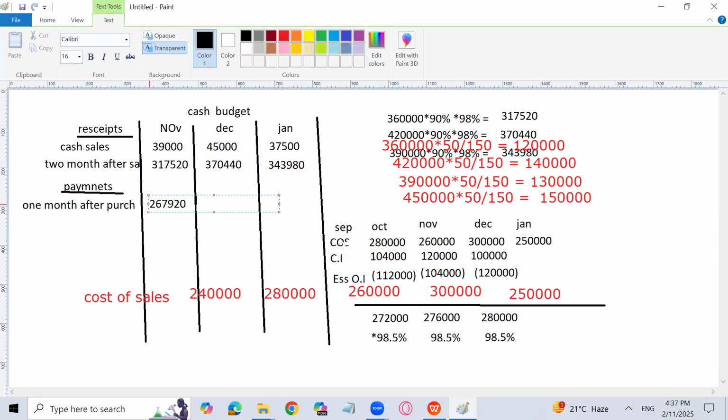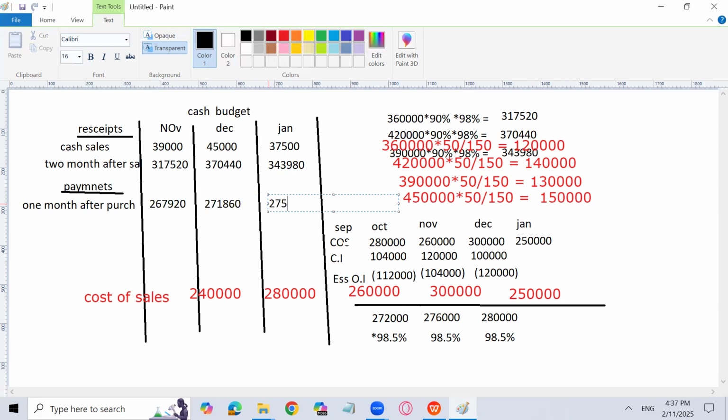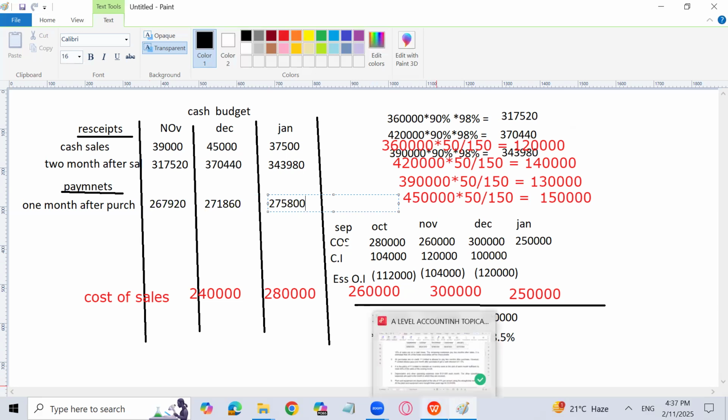267,920 we will pay in November. Then in December, sorry, 2,860, 275,800. That is the amount of purchases we will pay 1 month after purchase. So we are done with that.